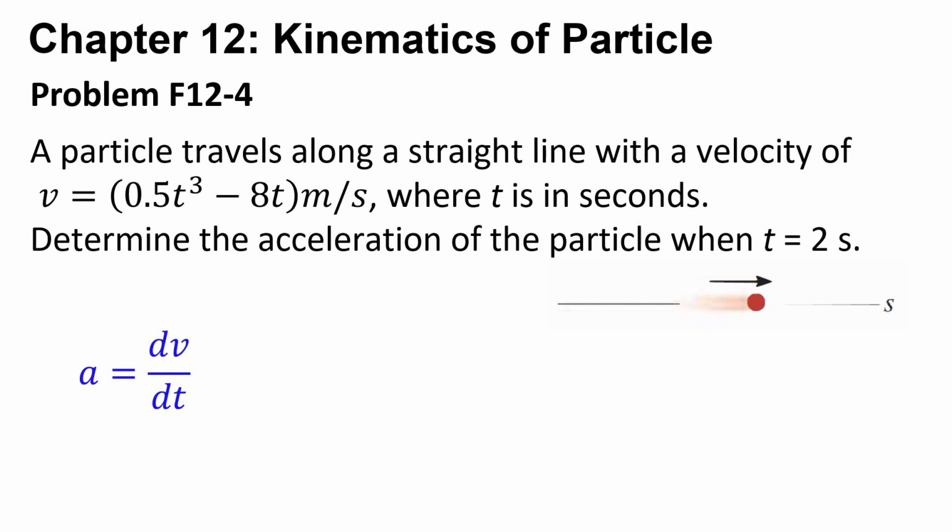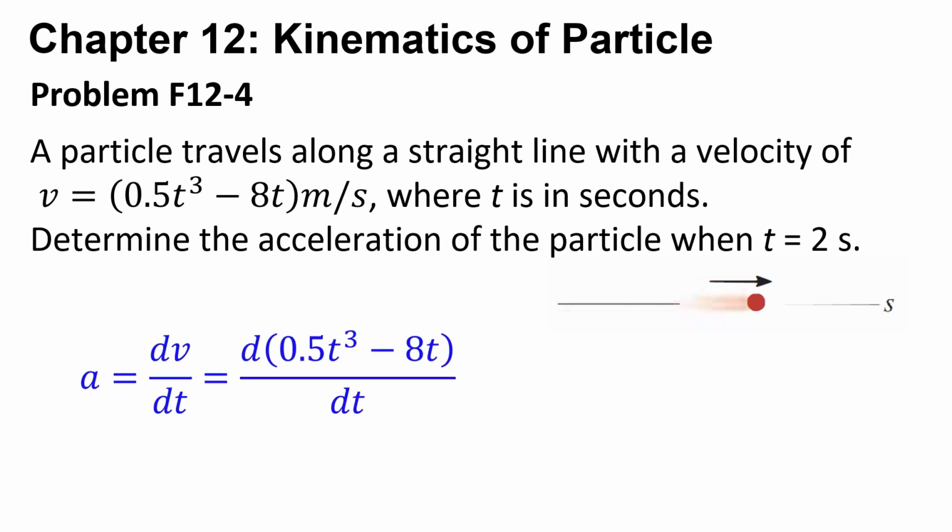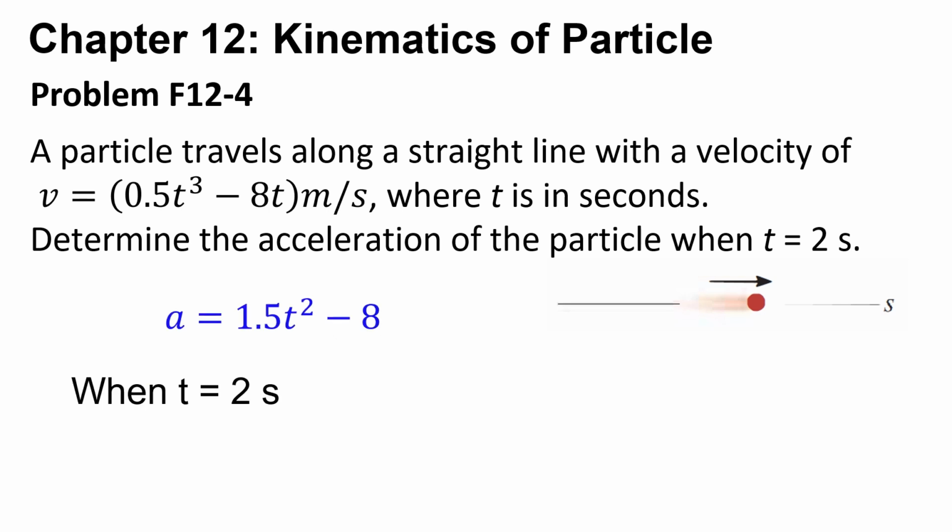We know that the acceleration, a, equals dv by dt, equals d of (0.5 t to the power 3 minus 8 t) by dt, equals 1.5 t squared minus 8. Substitute t equals 2. a equals 1.5 multiplied by 2 to the power 2 minus 8, equals negative 2 meters per second squared. The negative sign means deceleration.